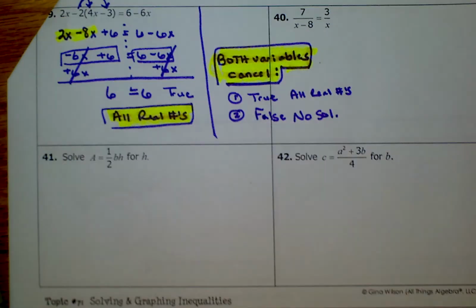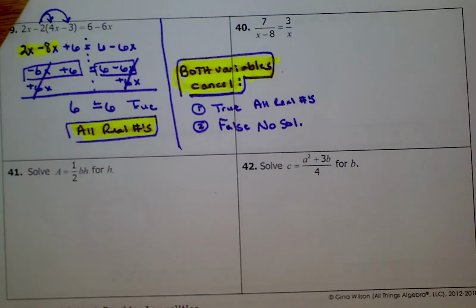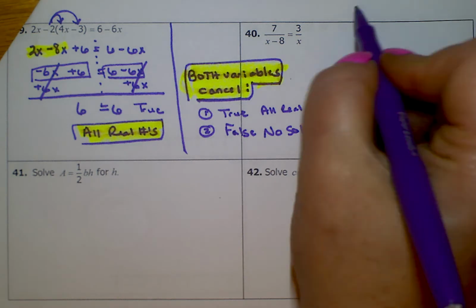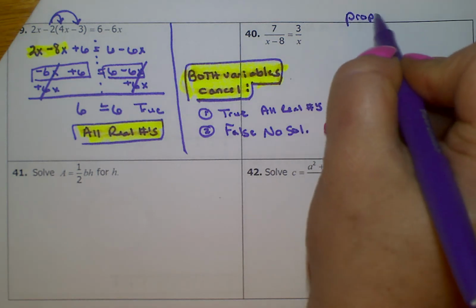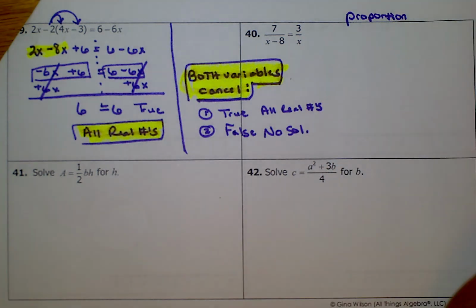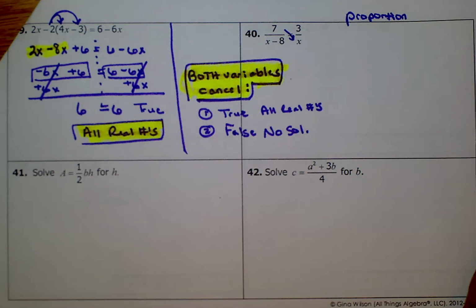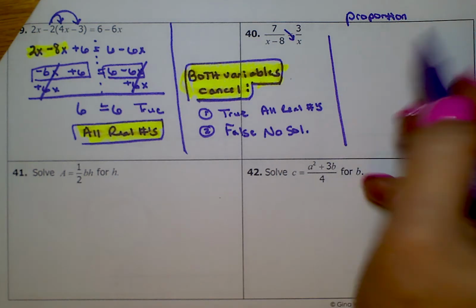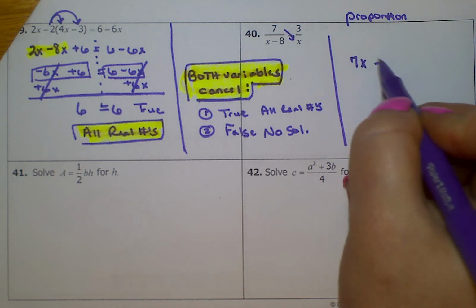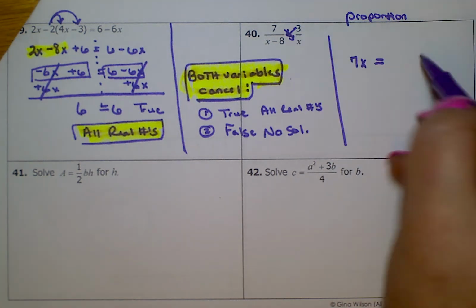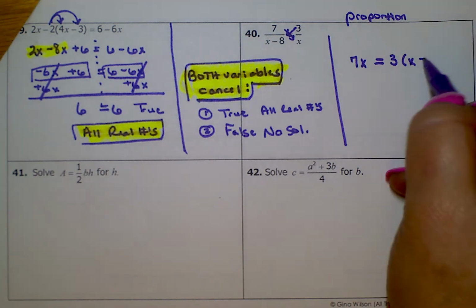Okay? Now, whenever you have two things that are set equal, this is called a proportion. In a proportion, to get rid of the fractions, you cross multiply. So you would multiply diagonally. So 7 times x is 7x. Then you do 3 times x minus 8.